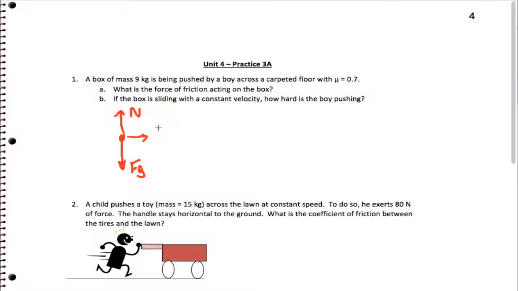We have the boy pushing, we'll call that force F. You can call it FP for force of pushing if you want. And then we have the friction opposing the pushing force. So we want to know the force of friction acting on the box. So to get that, we know that friction is going to be mu times n.